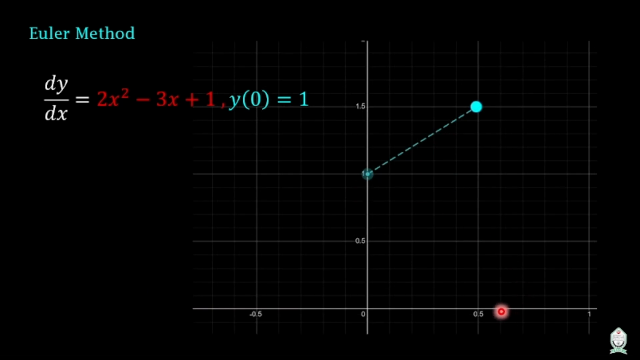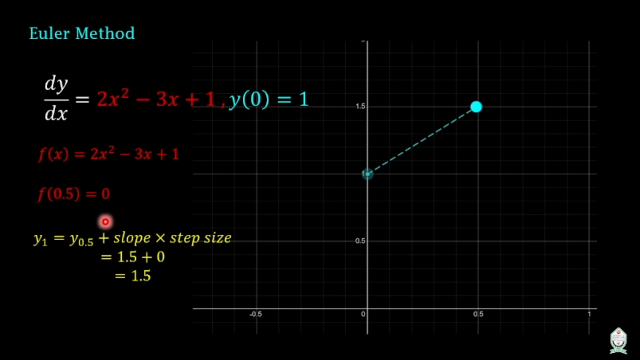Now let us find another value of y which is at x equals 1. In order to do that, we need to find the slope at 0.5. The slope at 0.5 is 0, and thus if we run the formula for finding the new value of y, this is what we get, which means the value of y will remain unchanged even at x equals 1.